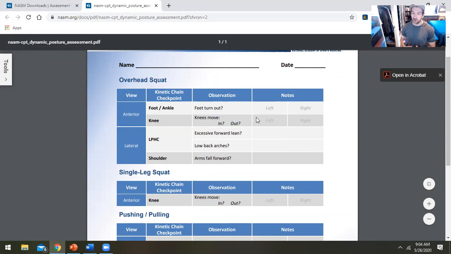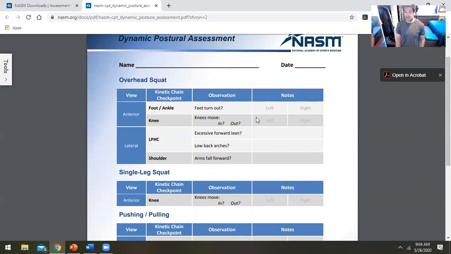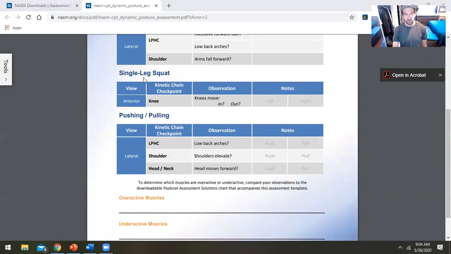Do they have an excessive forward lean, which is another part of what we're looking at today? Does their low back arch, again, what we're looking at today. Then you go down to your single leg squat over here. You can see these things are really two-dimensional. It's not so much left arm, right arm. You're just going to look for whether they have trouble with pushing motions, these three here, or struggle with pulling motions.